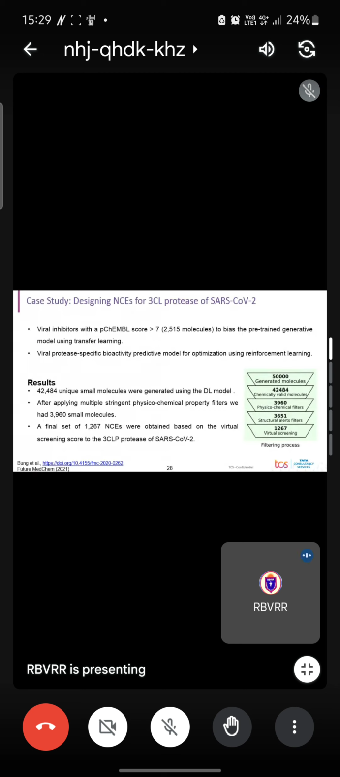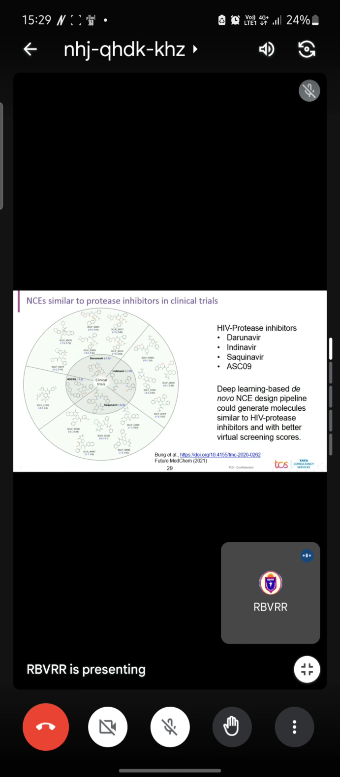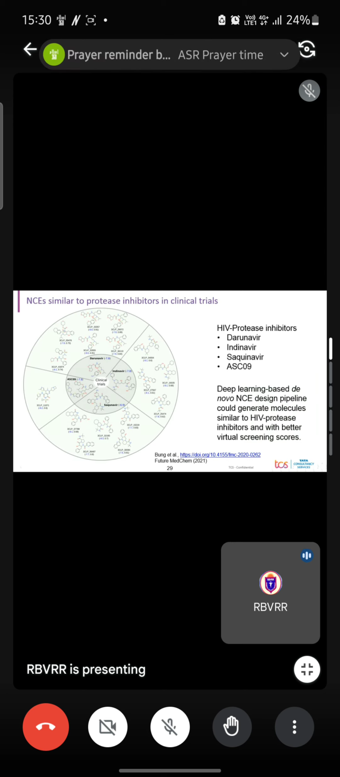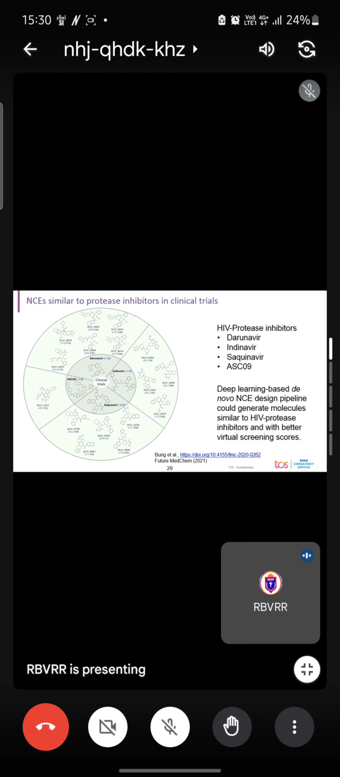We did docking of these molecules, so that is virtual screening, and so we got this many molecules. And then we checked them against known HIV protease inhibitors. And we found that this inner circle shows these molecules.